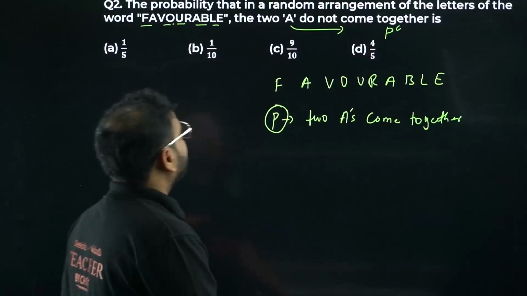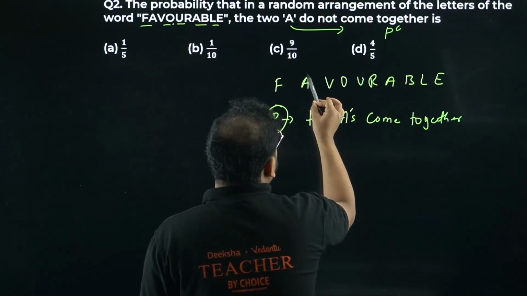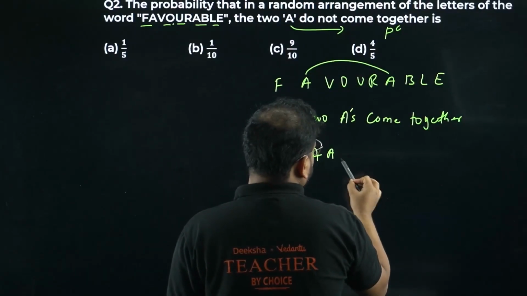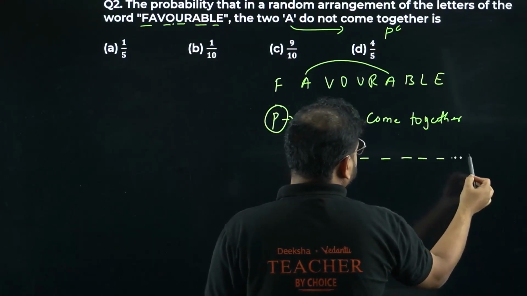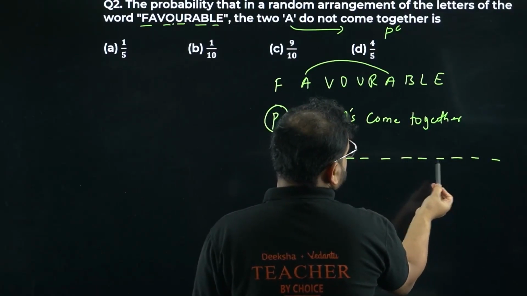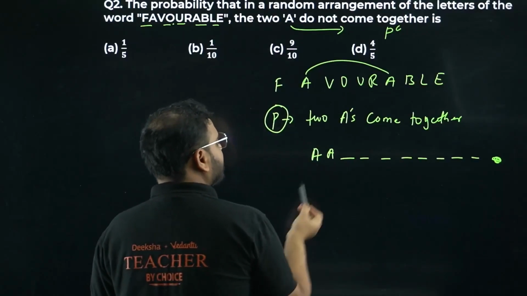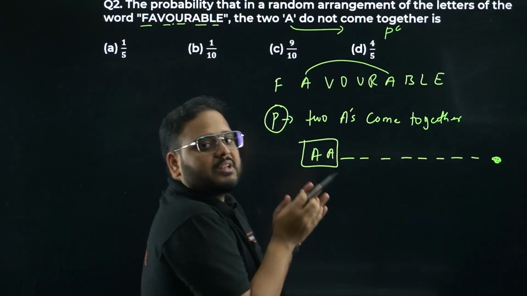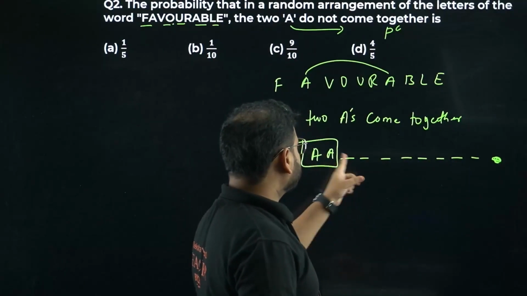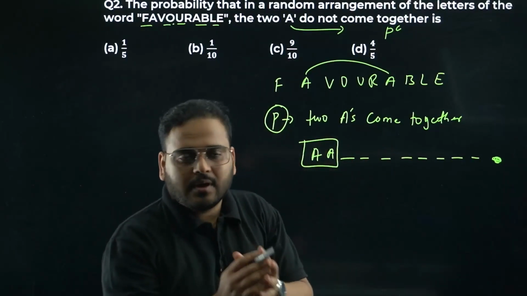Getting my point? So if I'm taking 2 A's together, this will become one event. I can write this as 2A together. Apart from this, I'll have a total of 8 spaces, 1, 2, 3, 4, 5, 6, 7, 8. This can be clubbed together to become one, so wherever it goes, it'll be together only, right?